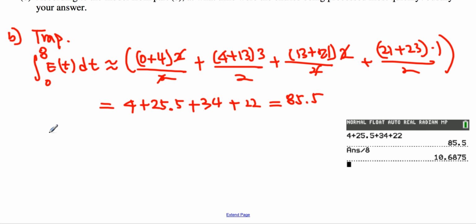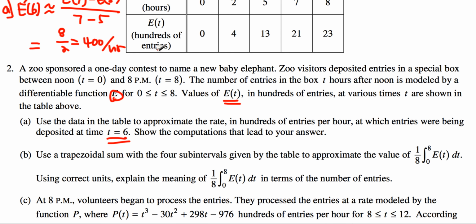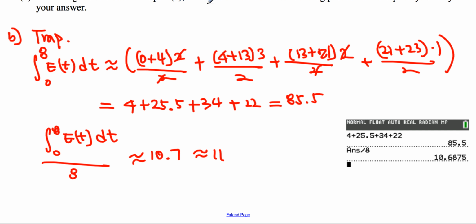So the integral of E of t dt over 8 is about 10.7, which is about 11 entries per hour. But in this case, the unit is hundreds of entries, so what we end up having is 11 hundreds of entries. Now, this basically talks about the average value. You see, the average value of E of t over the period.